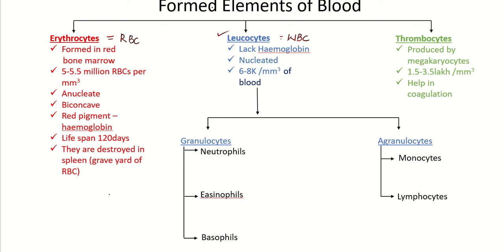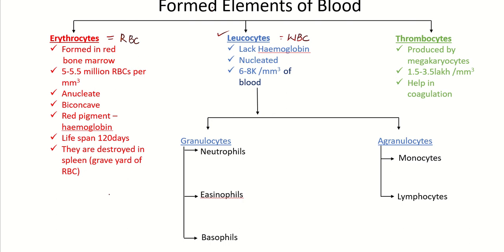These leukocytes are further divided to granulocytes and agranulocytes. Granulocytes are the leukocytes which have granular structures in them, and agranulocytes, as the name suggests, do not have these granules. So the granulocytes are of three types. One, the neutrophils, two, eosinophils, and three, the basophils.